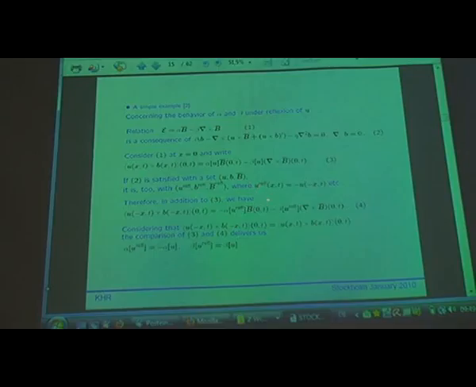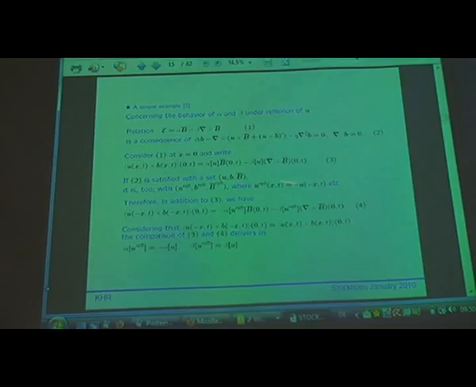It is most convenient here to consider a reflection at a point. This reflection is just defined in this way: the reflected field U is minus U with the argument minus x and k.